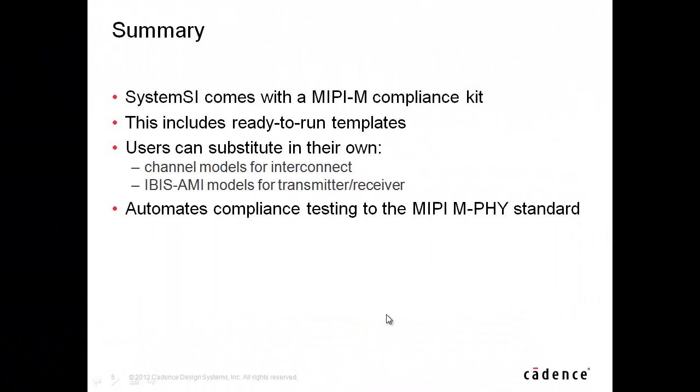In summary, System SI comes with an automated MIPI compliance kit. This includes ready-to-run templates for pre- and post-route scenarios. You can include your own interconnect models and run them with the spec-level AMI models provided with the kit to check channel compliance, or you can include your own AMI models to check full link compliance. The kit provides push-button compliance testing to the MIPI M5 standard.